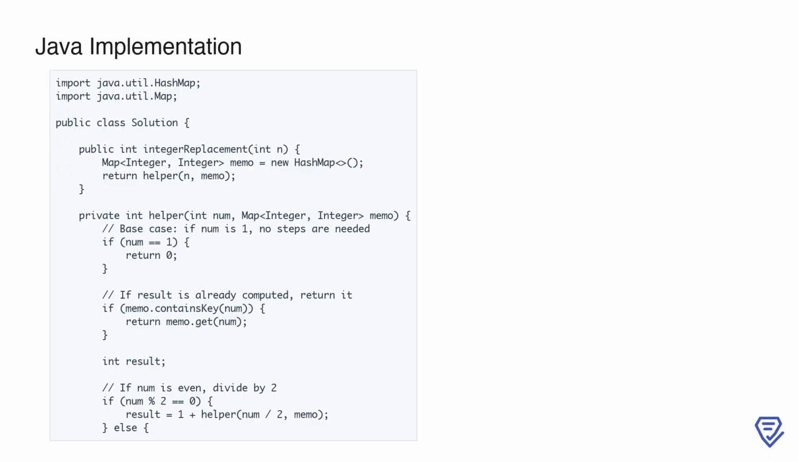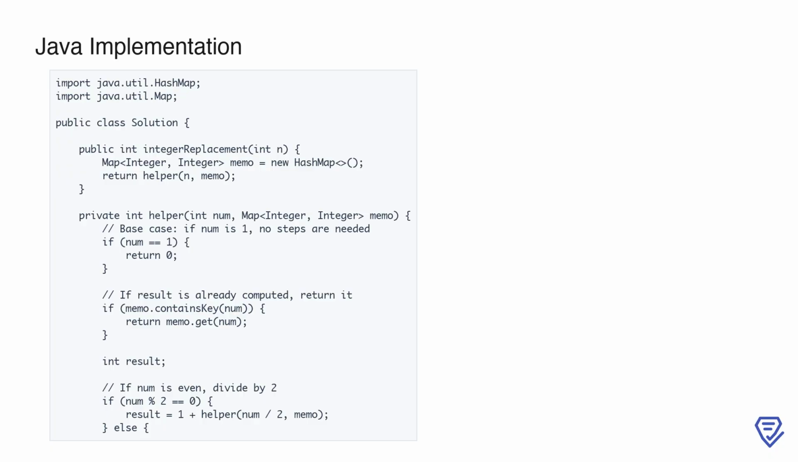After that, we check if the result for the current number has already been computed and stored in the memo map. If it exists, we simply return the stored value to avoid redundant calculations. Moving forward, we define a variable result to store the minimum steps needed.